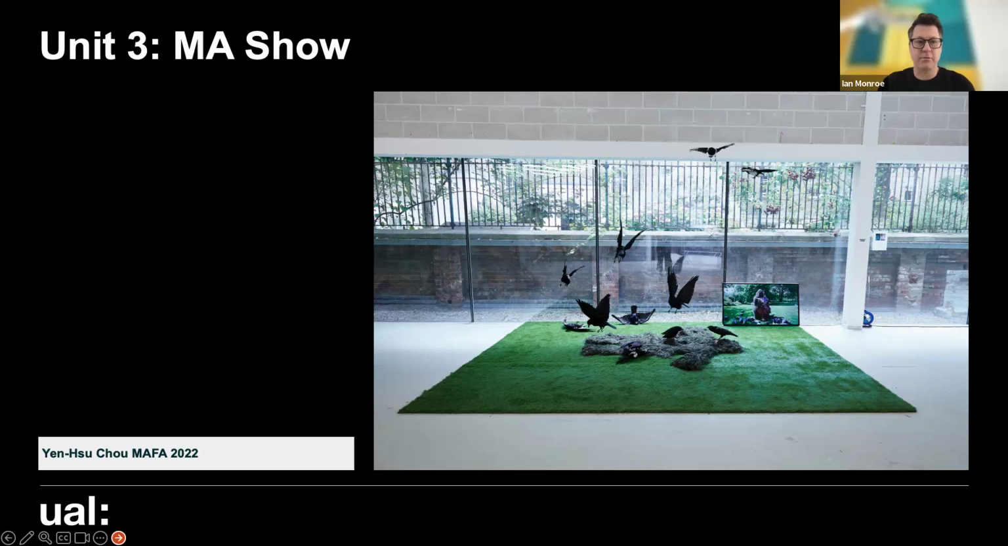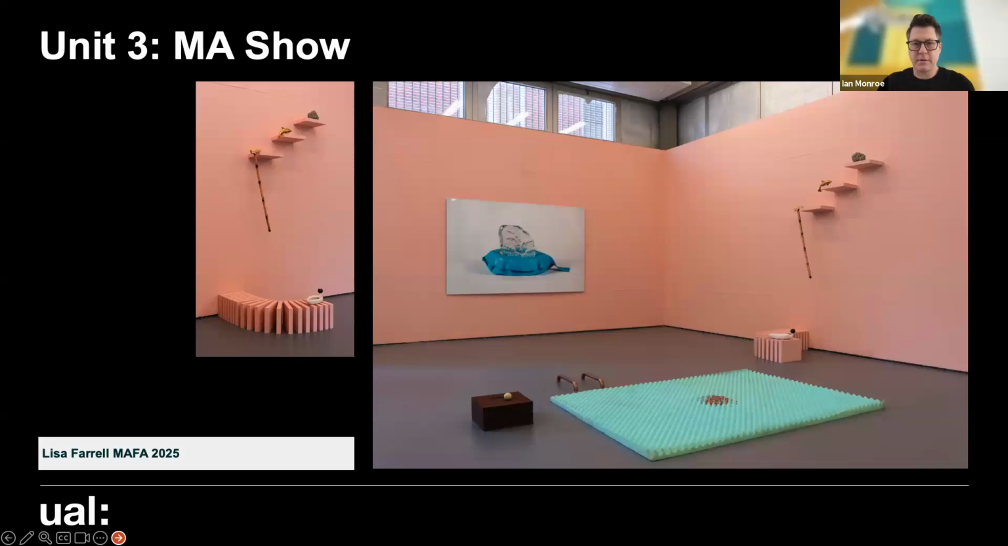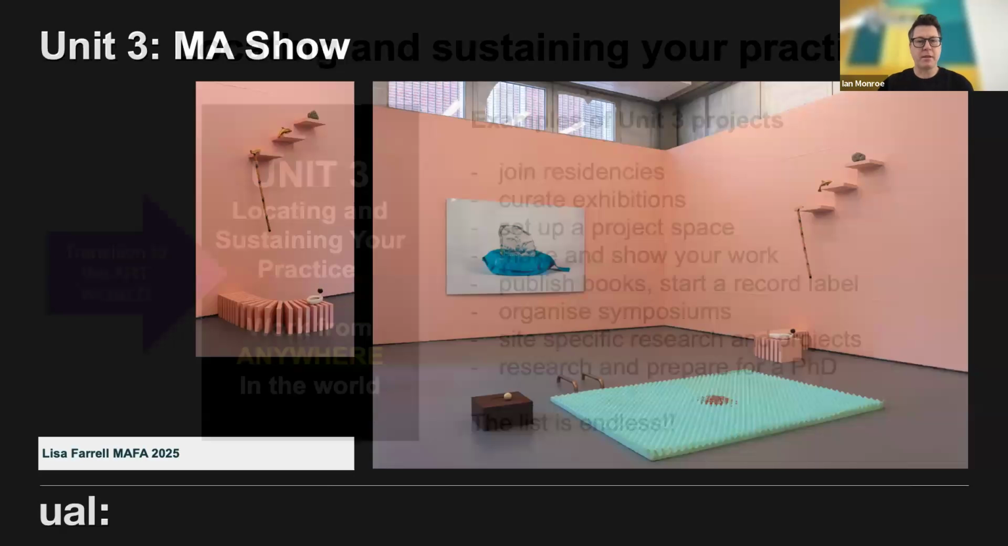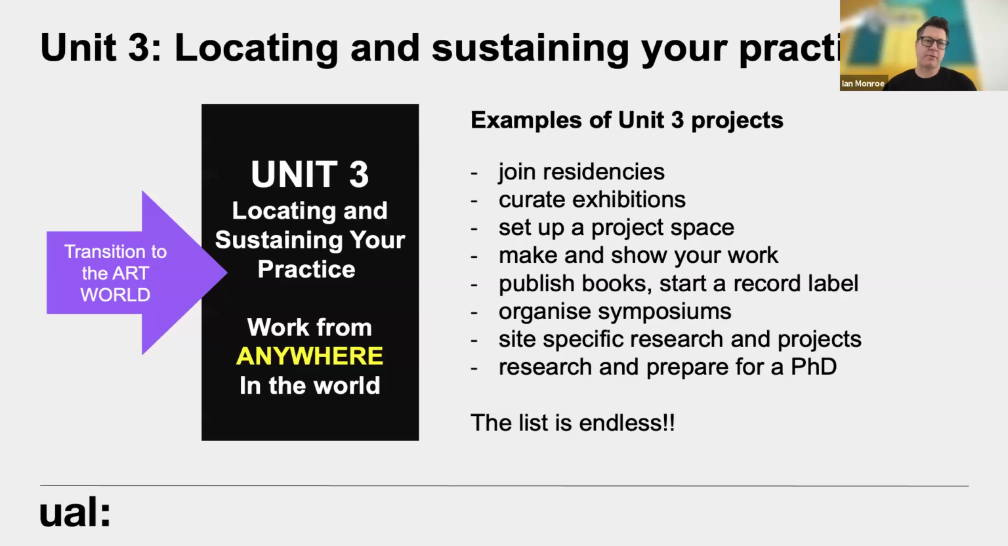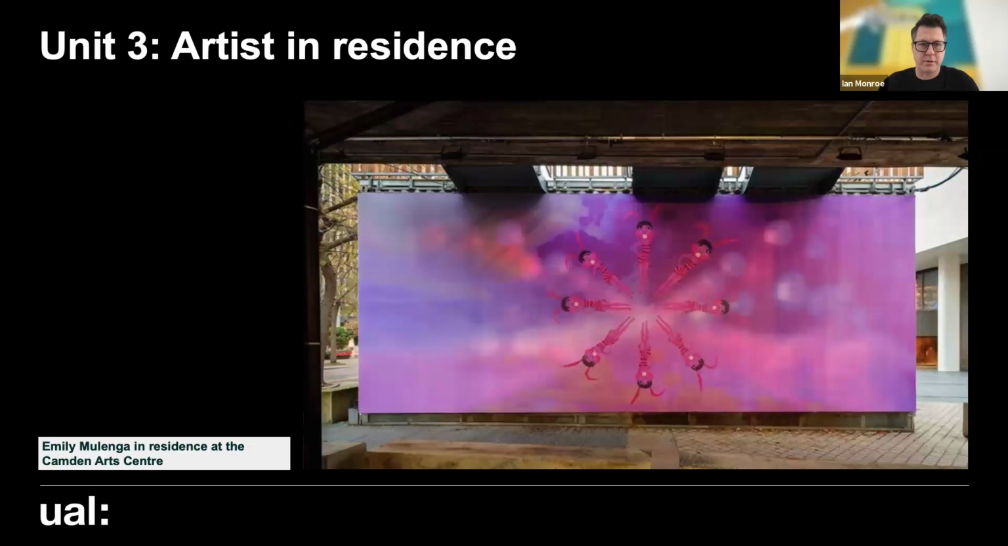So there is an MA show that's on site, that's part of Unit 3. You can see some images here of just our past 25 show. But the unique thing about Unit 3, which no other course is really doing, is it supports you to transition to the art world. It supports you between the institution and the professional world beyond. And you can see examples of the projects that students have self-determined and then been supported to produce.